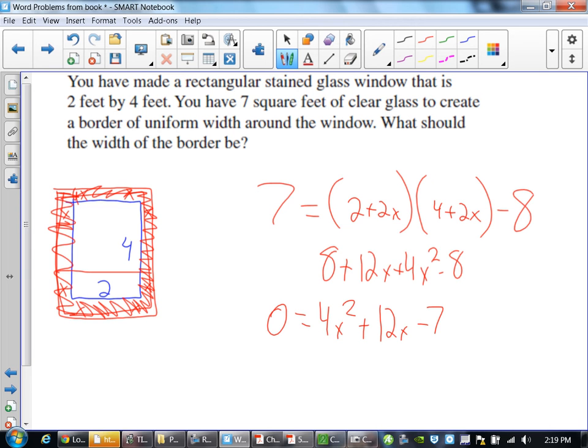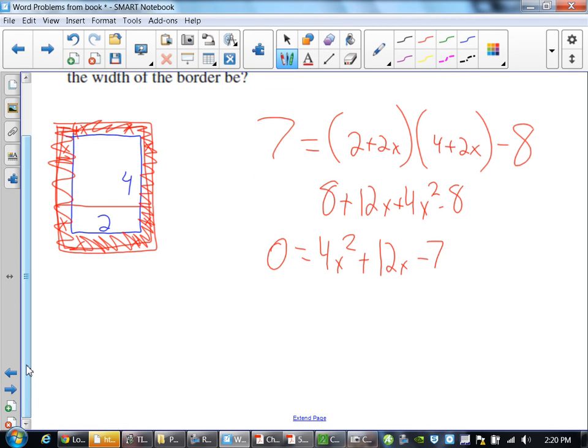Now if you wanted to go the long way and factor it, what times what is negative 28 and you add together to get positive 12? 14 and 2. Excellent. So I use 14 and 2. I'll show you this way too. If I use 14 and 2, I get 4x squared plus 2x minus 2x plus 14x minus 7.